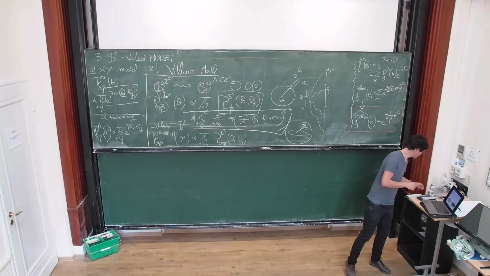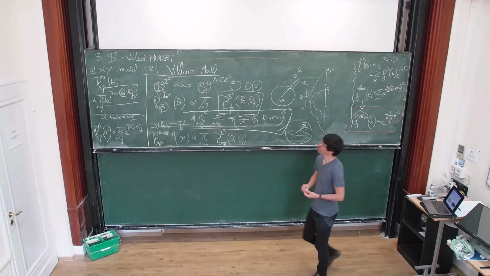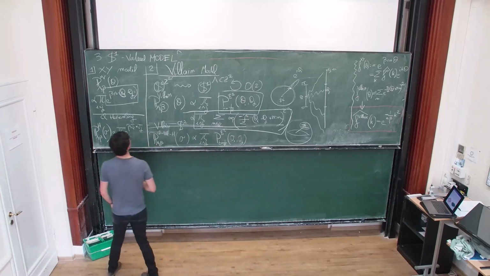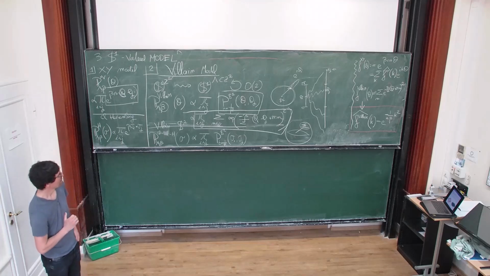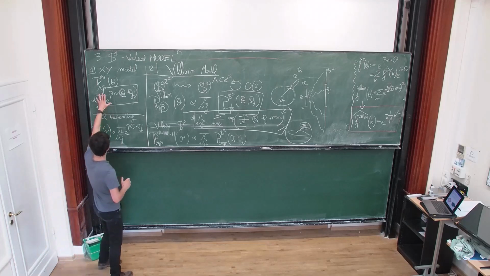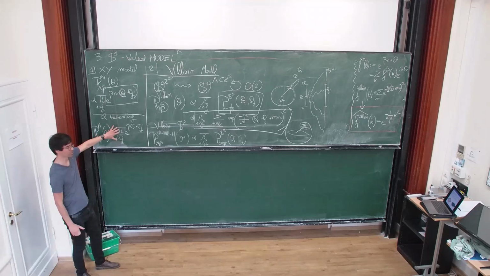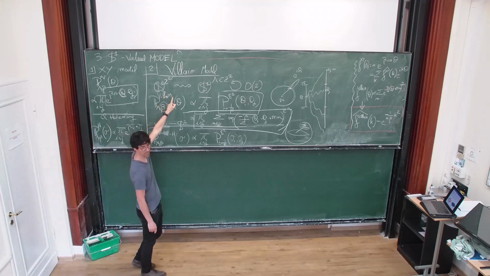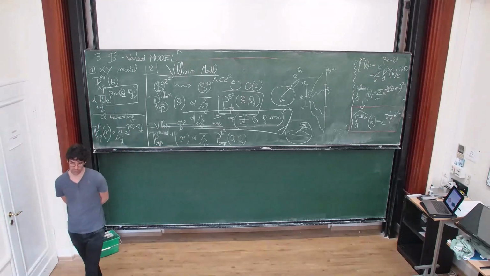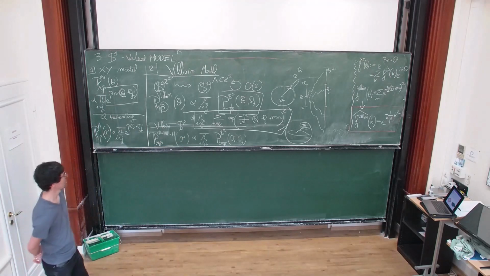Okay, so where were we? I claimed I wanted to tell you about 3 models. This was a recap of the XY model that we talked about, the S2 version of it. This is the Villain model, on which I will focus in this last lecture.